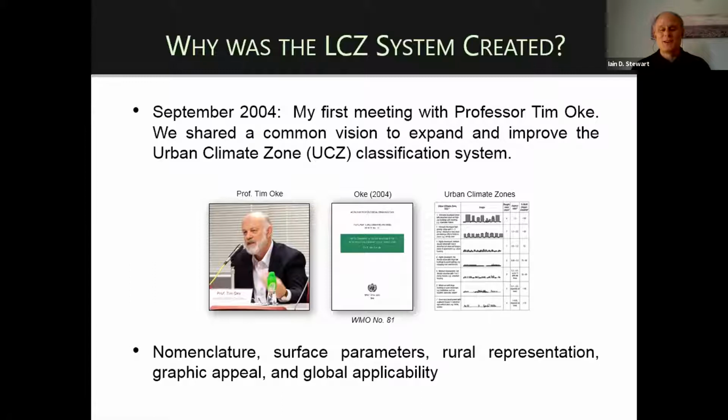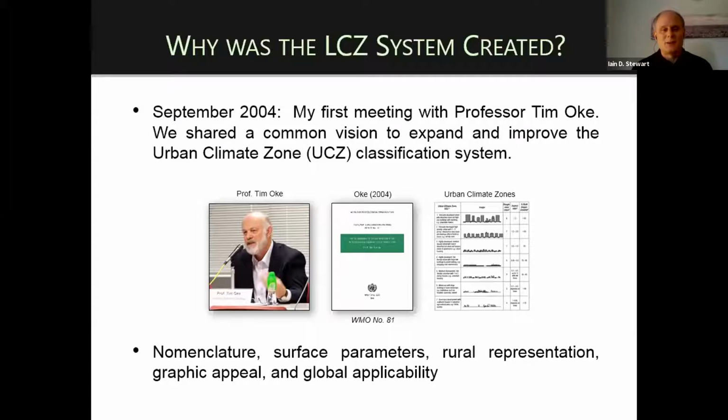We had a great conversation about that, and we shared a common vision for how we might elaborate that scheme, mainly to address some of its properties, such as the nomenclature that's involved or the surface parameters, and how we might extend it to include some urban climate zones. That's ultimately where the local climate zones come from. This was a scheme that was recently printed by Tim in a WMO document for siting meteorological instruments in urban areas, and in particular to site them in places where they can gather representative measurements.